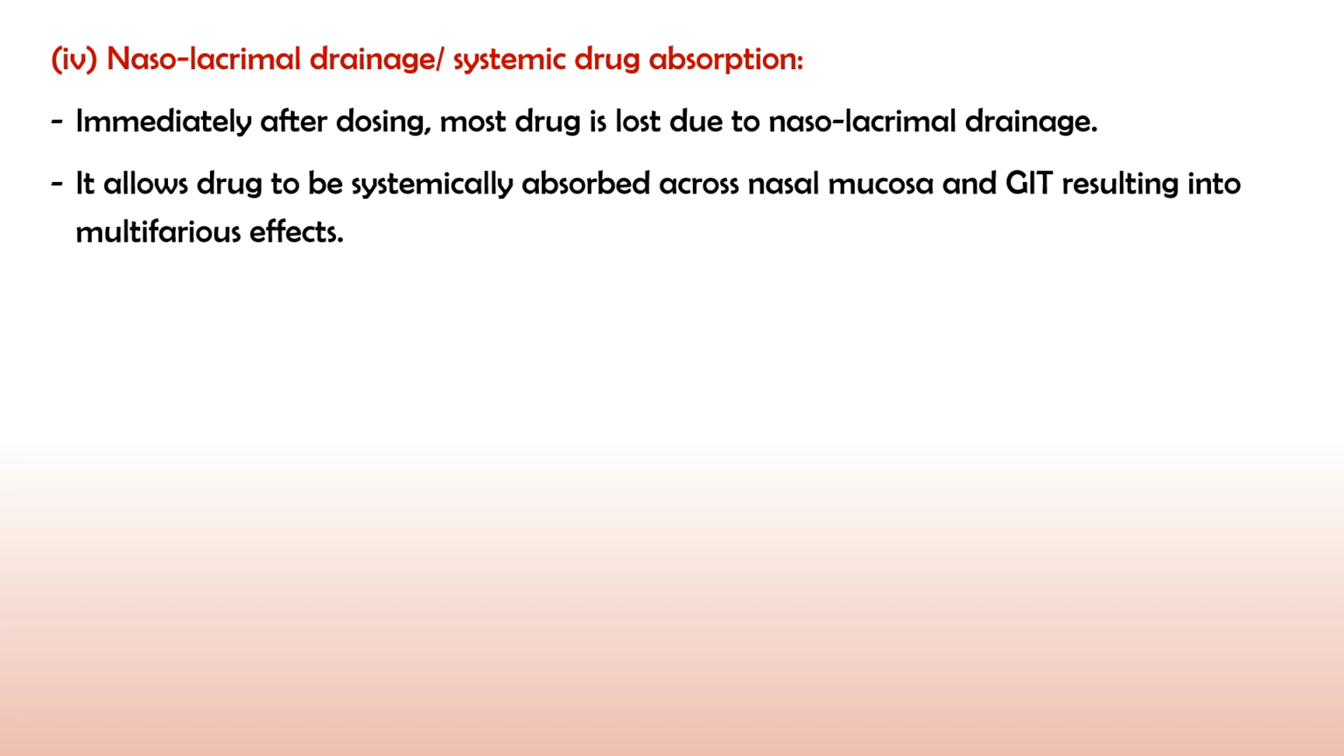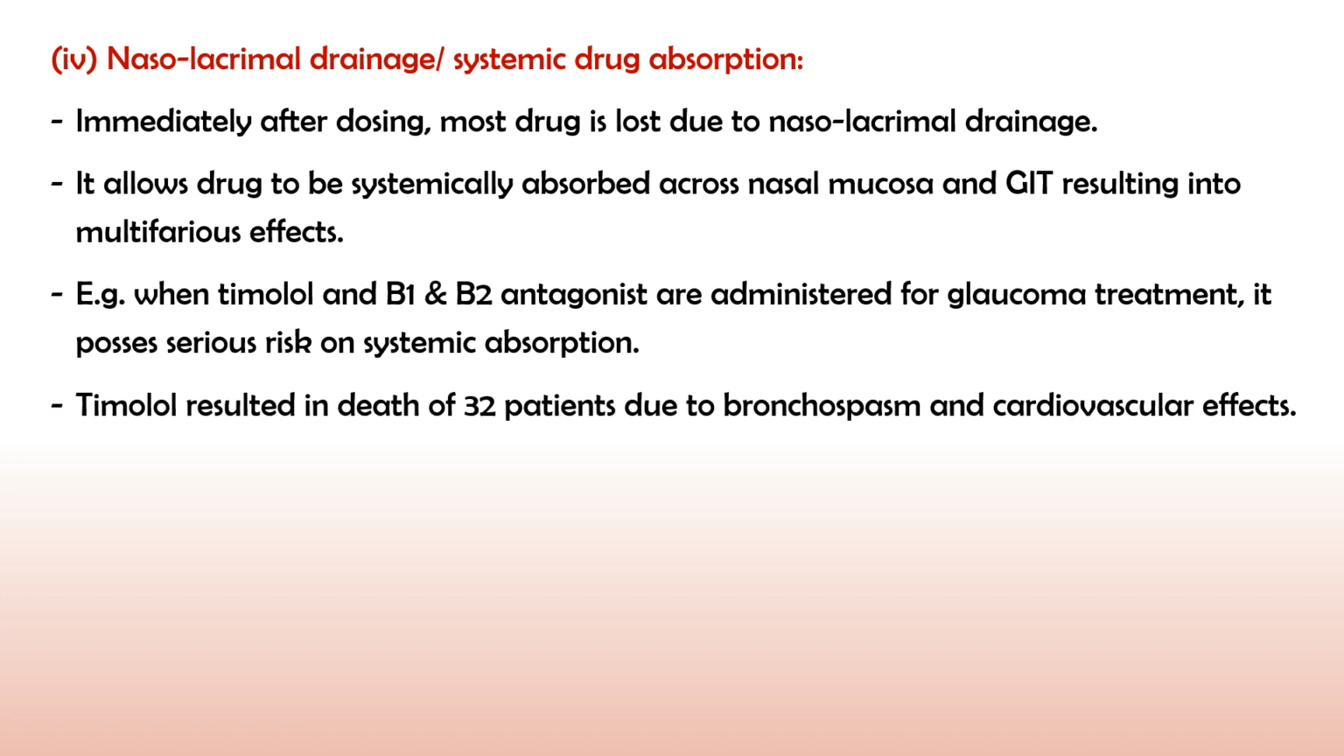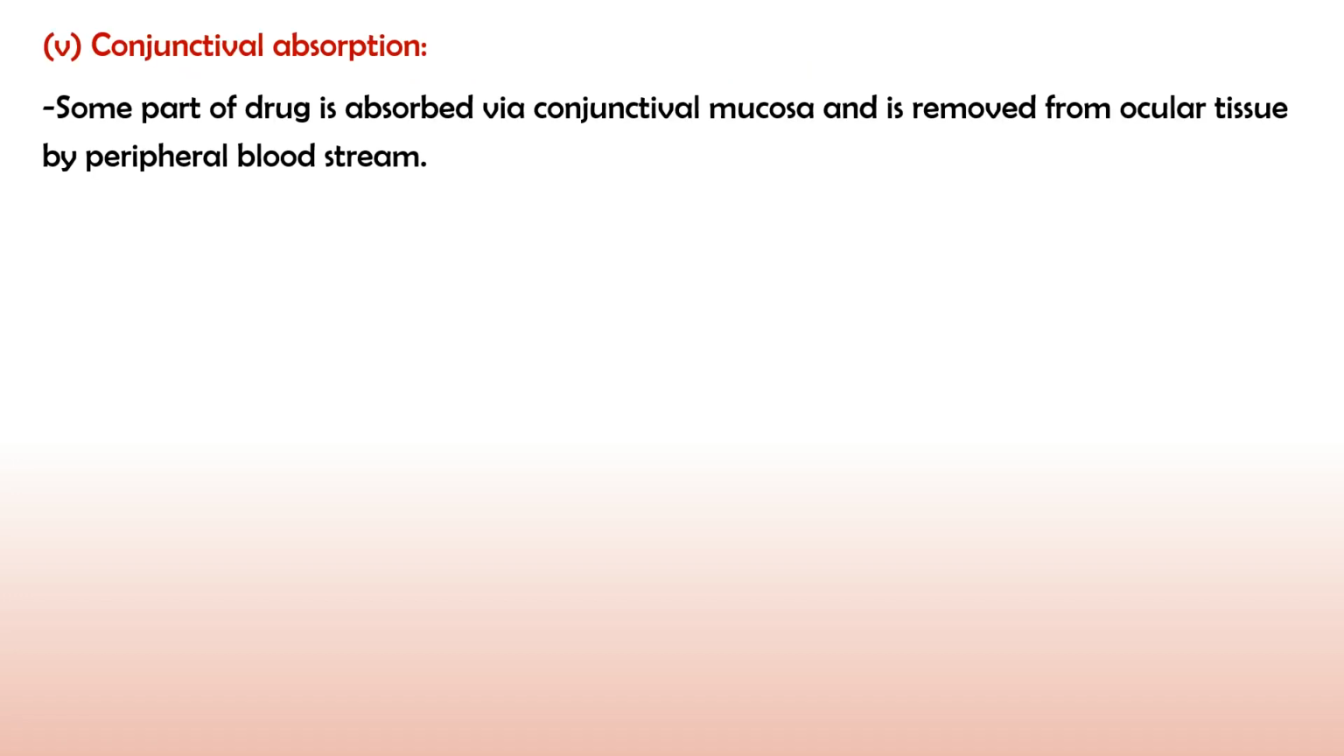So how can you avoid nasolacrimal drainage? The first thing you can do is, instead of going for topical administration, we can go for injections. Beta 1, beta 2 antagonists and timolol, which are used in the treatment of glaucoma, have a high risk of systemic absorption due to nasolacrimal drainage. There was one case where timolol resulted in the death of 32 patients due to bronchospasm and cardiovascular effects.